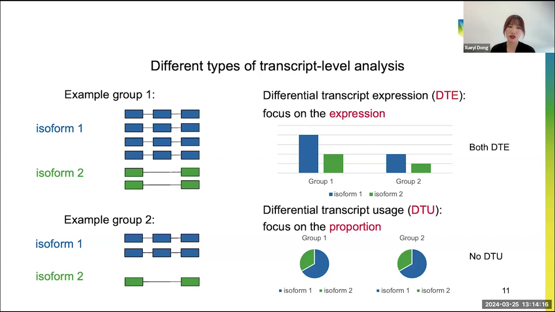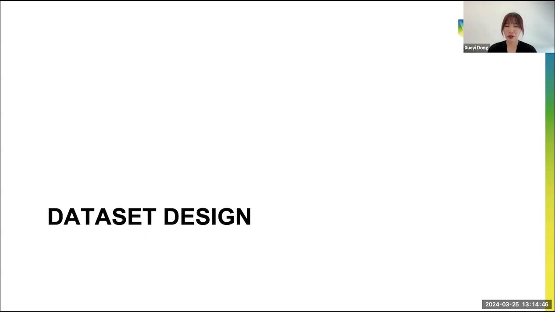But for DTU analysis, we are focusing on the proportion of transcript usage compared to all the different transcripts from the same gene. So in this case, this example gene should not be DTU. So both are methods to study differential splicing, but they are focusing on different aspects.